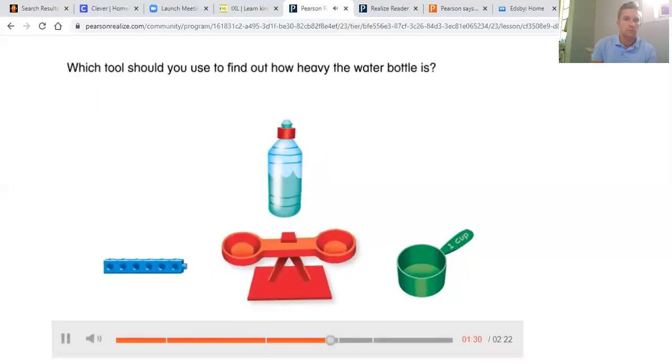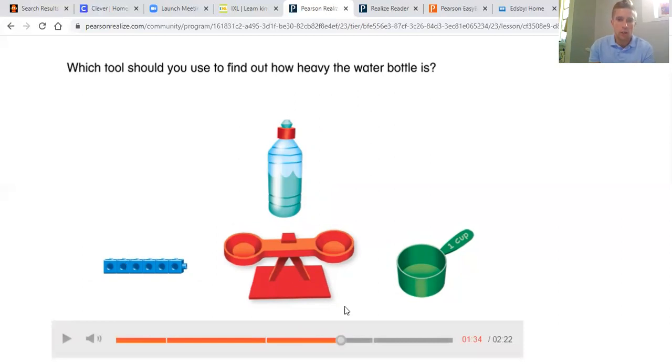Which tool should you use to find out how heavy the water bottle is? Who knows? You should have shouted it out right away. Which tool tells you how heavy the water bottle is? Is it this cube train? No, that does not help you out with how heavy something is. Which one tells you how heavy something is?